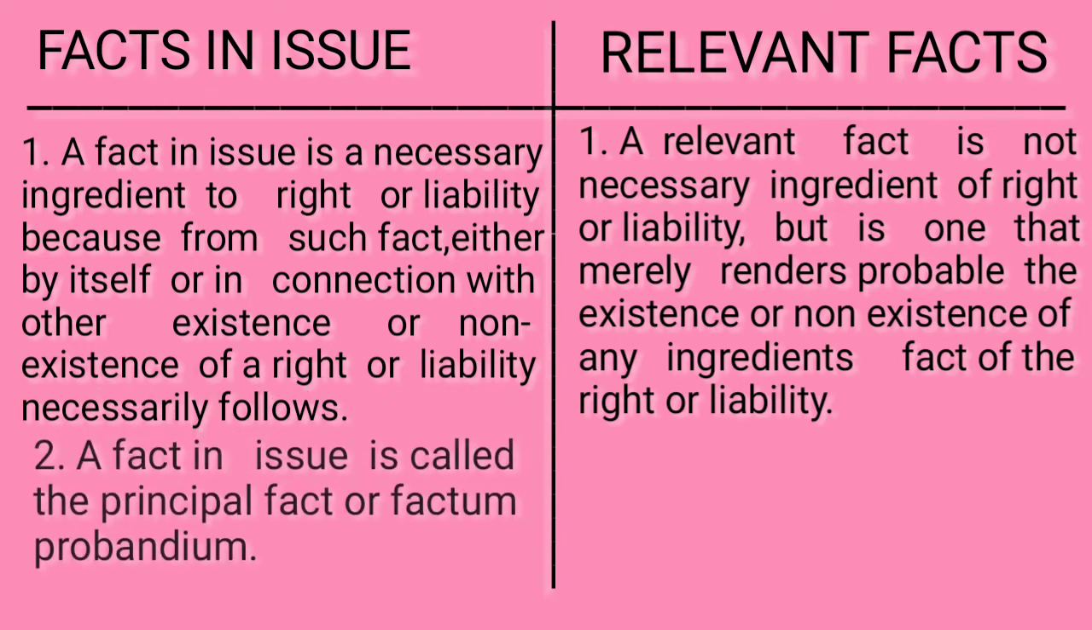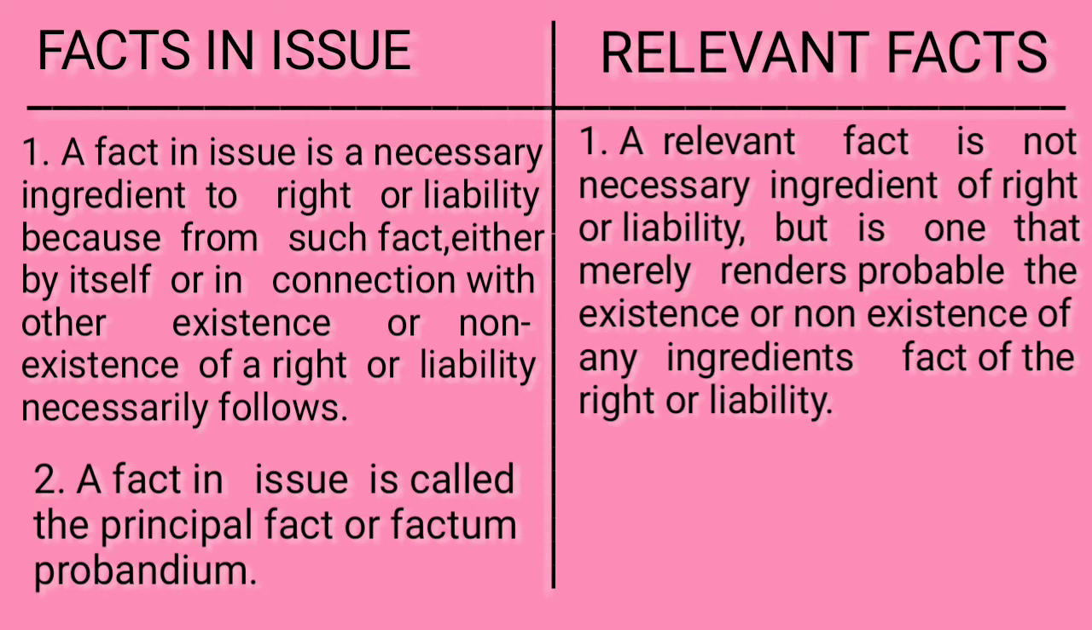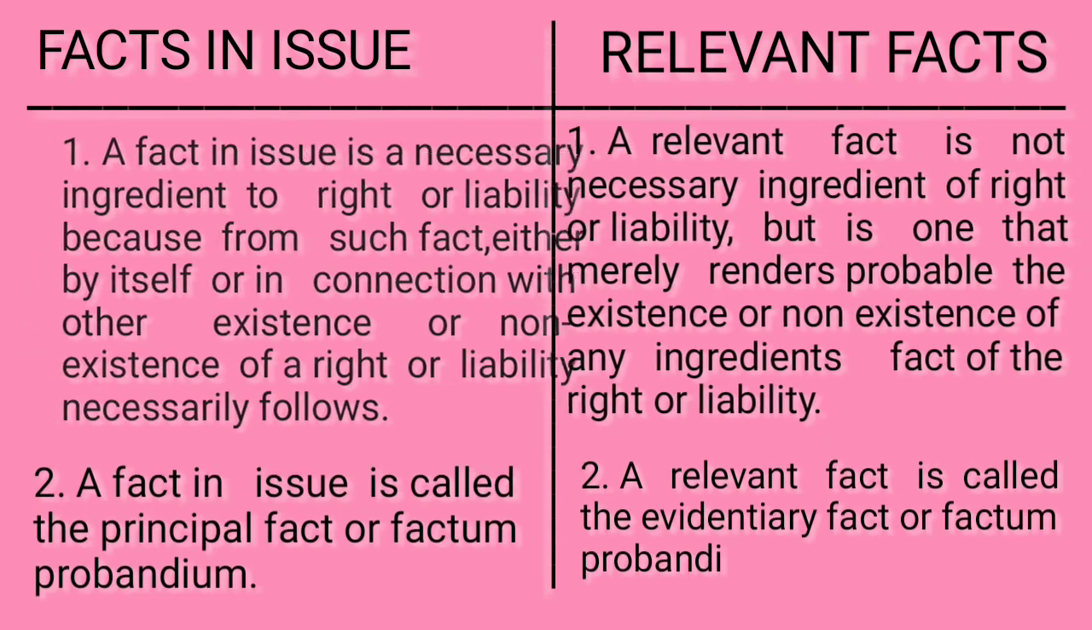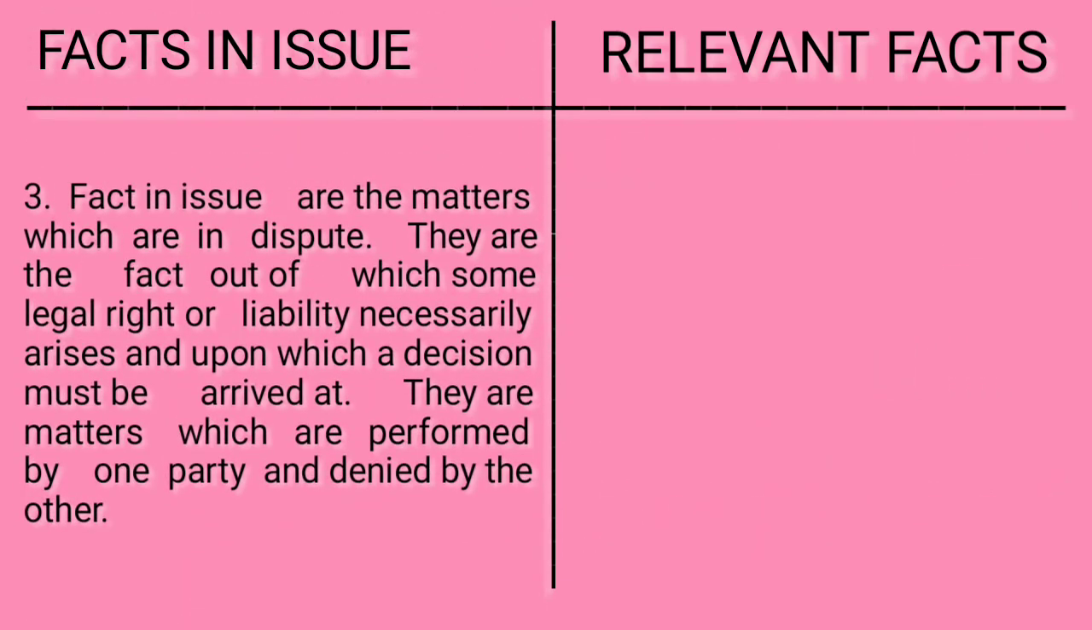In the second point, a fact in issue is called the principal fact or factum probandum. A relevant fact is called the evidentiary fact or factum probans. Here, factum probandum is also known as facta probanda, and factum probans is also known as facta probantia. In the third point, facts in issue are the matters which are in dispute.